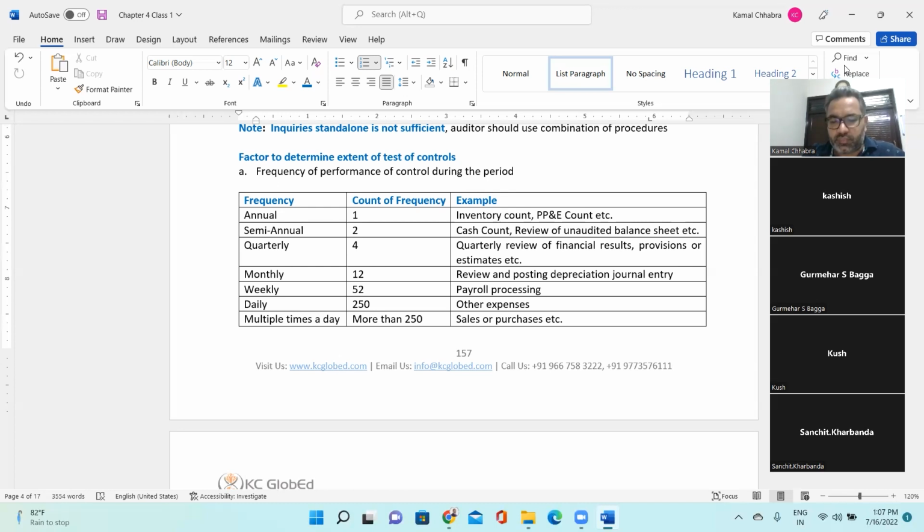One question, a hypothetical example: if a company has 4 warehouses at different locations and they are doing the inventory check of 1 warehouse per quarter, so every quarter they are checking one warehouse, will it fall under quarterly or annual? Yes, quarterly.